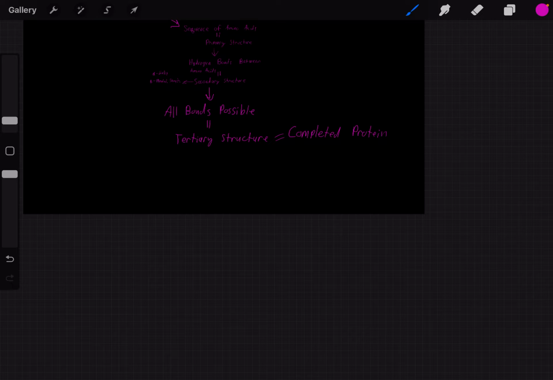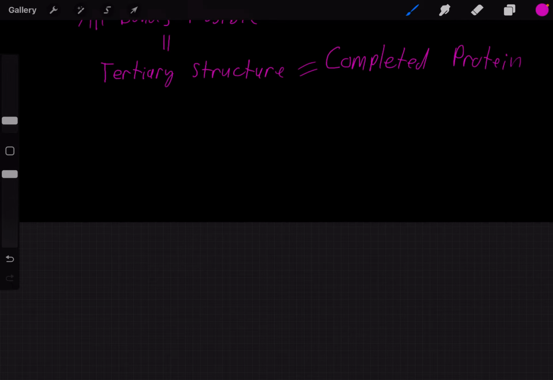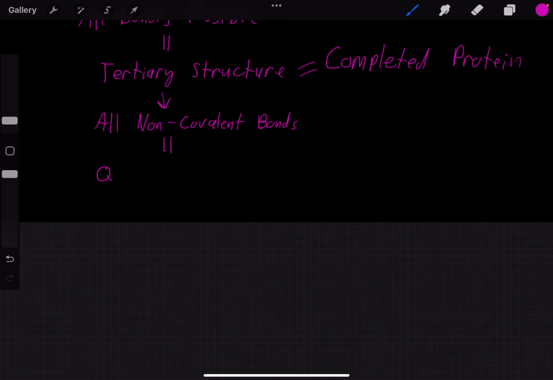However, some of them go into quaternary structure. That's also saying all bonds besides covalent. Or you can say all non-covalent bonds. So all non-covalent bonds equals quaternary structure.